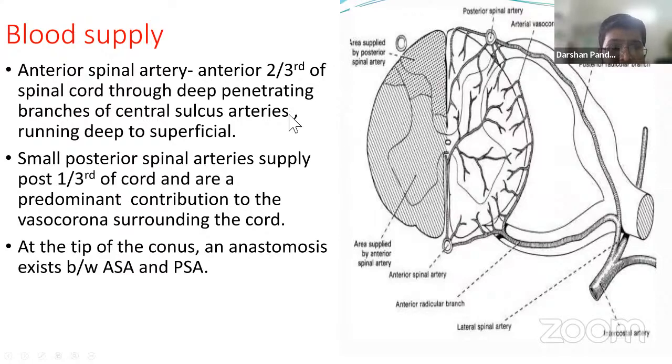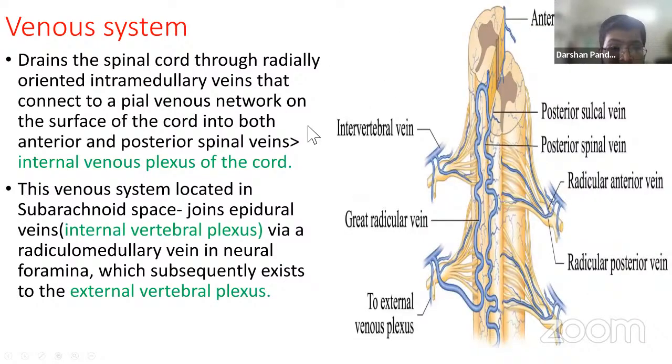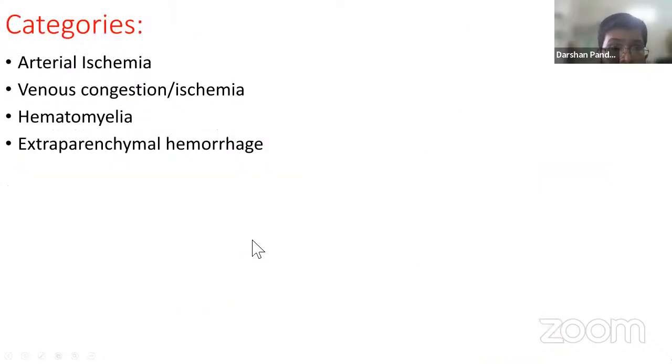So the anterior two-thirds is supplied by the anterior spinal artery through central sulcal arteries running from deep to superficial. The posterior spinal artery supplies the posterior one-third, and at the tip of the conus there is an anastomosis between them. Here you can see anterior two-thirds anterior spinal, posterior one-third posterior spinal. The venous system is similar, from the internal venous plexus, then through the radiculomedullary vein it connects the internal and external vertebral plexus, and joins the azygous vein. So dividing into categories, we'll talk about arterial ischemia, venous congestion ischemia, hematomyelia, and extraparenchymal hemorrhage.